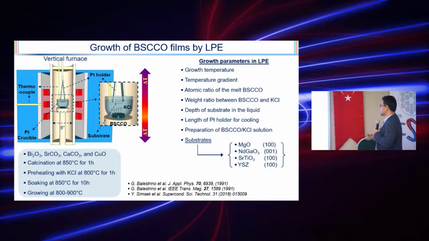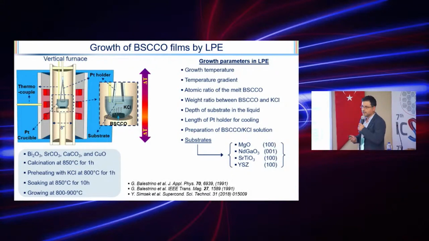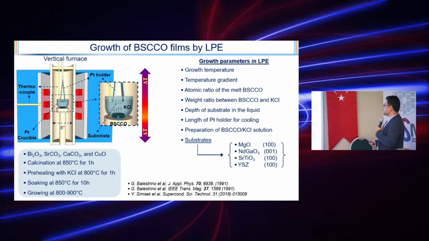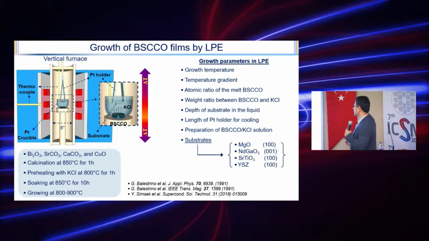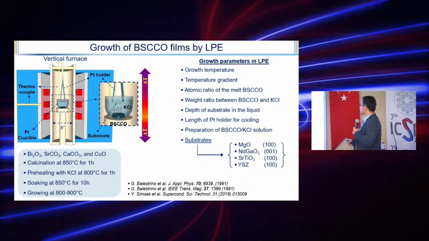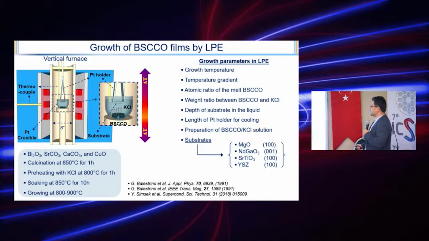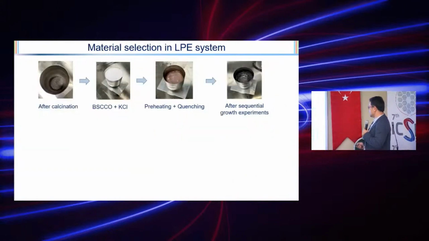Okay, there are many parameters if you are using this. These are the disadvantages of liquid phase epitaxy. If you change some of the parameters, for example growth temperature or temperature gradient, or the atomic ratio or depth of the substrate, then you can get some deviation in your structure, and especially maybe you cannot get any thin film. Especially the temperature gradient is very important. The BSCCO is dissolved and then driven by the temperature gradient here from the bottom to the top.